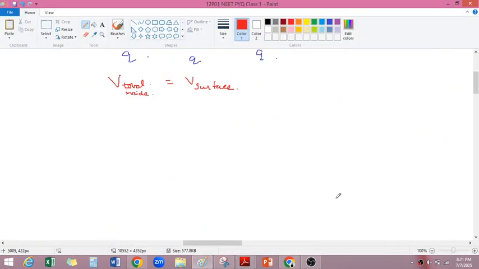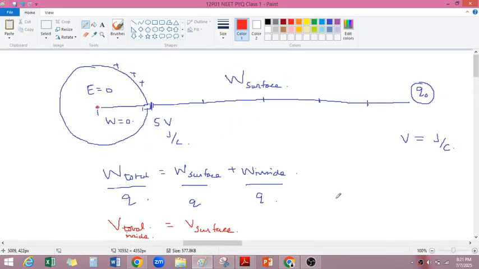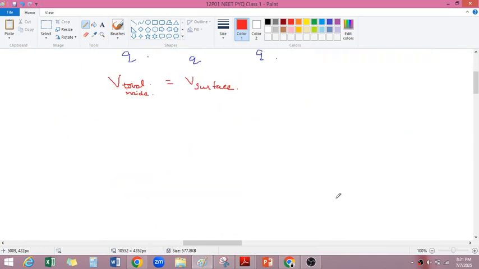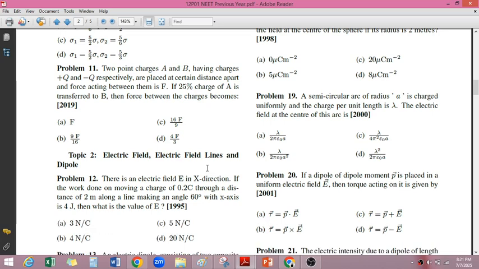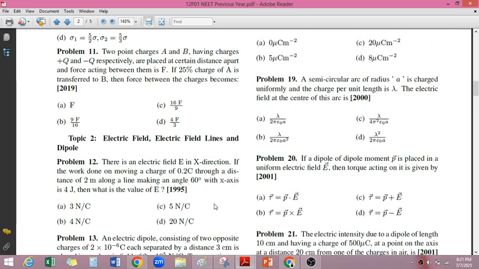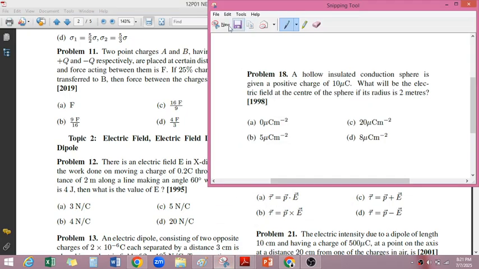Yes sir. Any doubts? No sir. Okay, these things are mostly integration based problems.